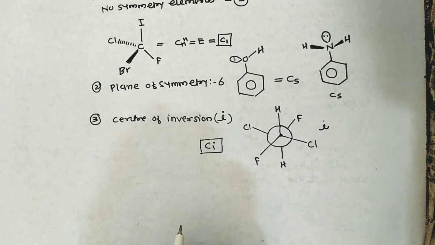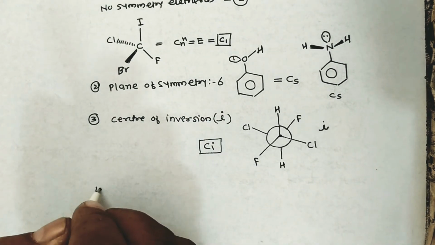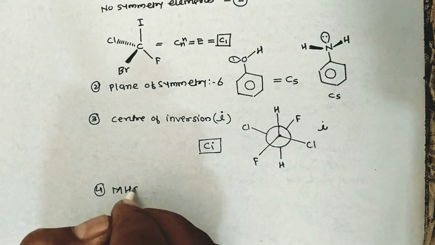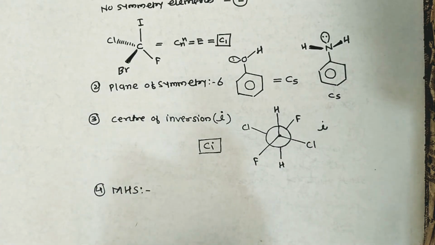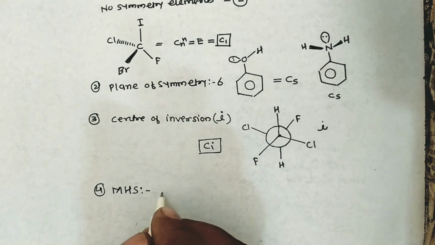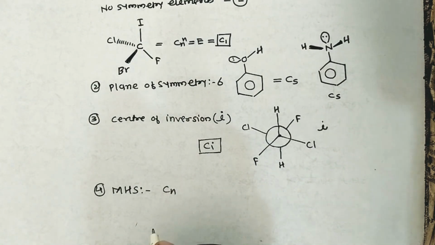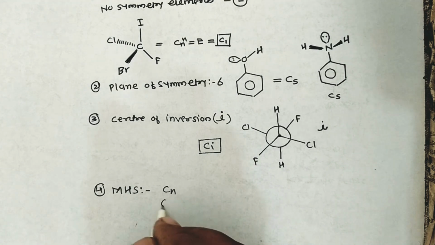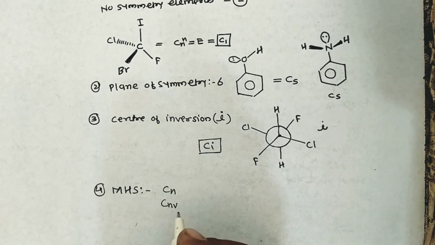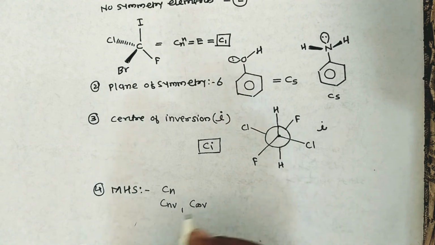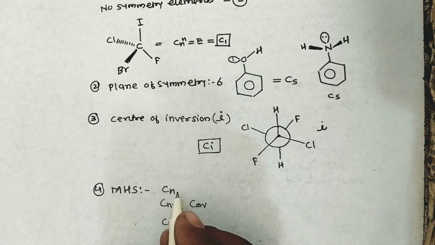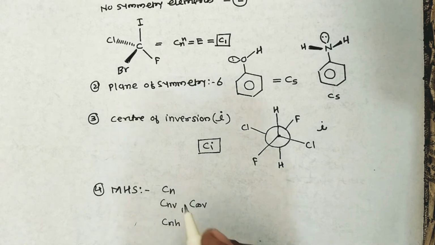Then come molecules with higher symmetry elements. They have different types of point groups: Cn, Cnv, C infinity v, Cnh. So we have seen Cn is for molecules with axis of symmetry only.